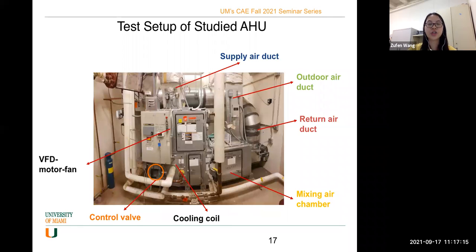Here is the full picture of our studied air handling unit at the University of Oklahoma, serving an educational building. Here, this is the outdoor air duct. The outdoor air and the return air will mix in a mixing air chamber and will flow through the cooling coil, cooled by the chilled water through the cooling coil. And finally, it will be delivered by the VFD motor fan to the space to cool our space.